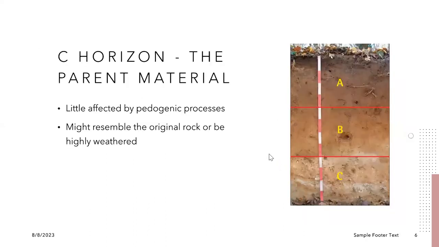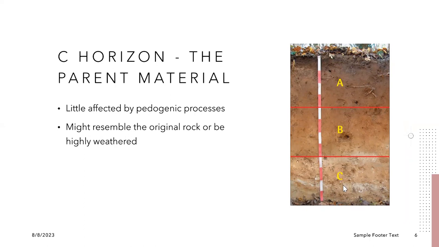Now we are moving deeper to the C horizon, which is closer to the original parent material, which is the layer below this, and we'll talk about it later. This layer is basically a transition zone between the soil profile above and the unaltered parent material below. Unlike the layers above, the C horizon has undergone little to no pedogenic processes, which are the results of chemical, biological, and physical action that transform and develop the soil profile over time.